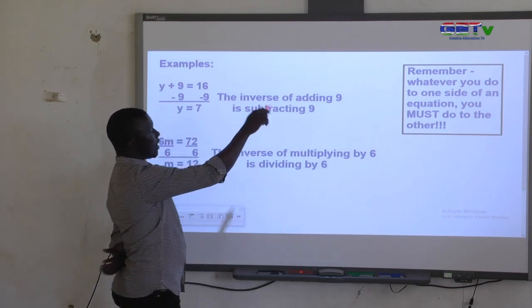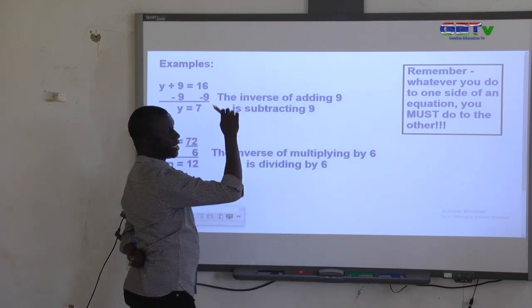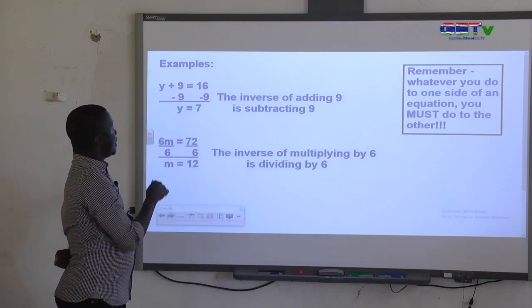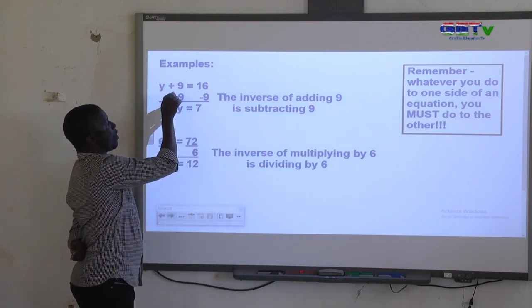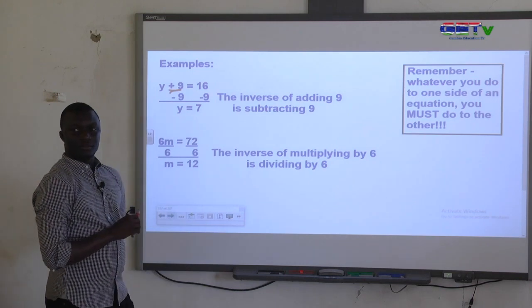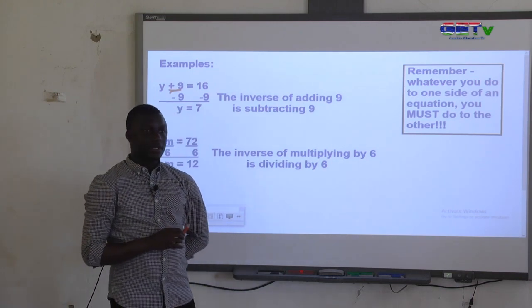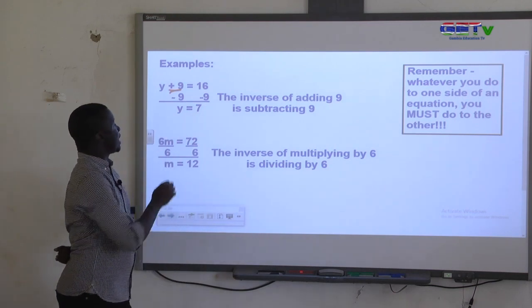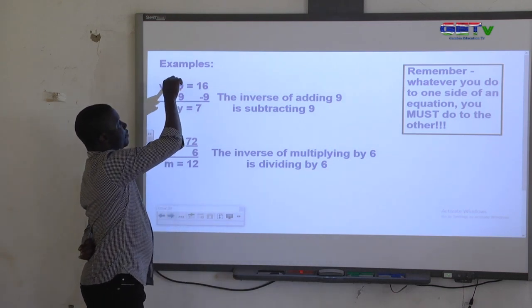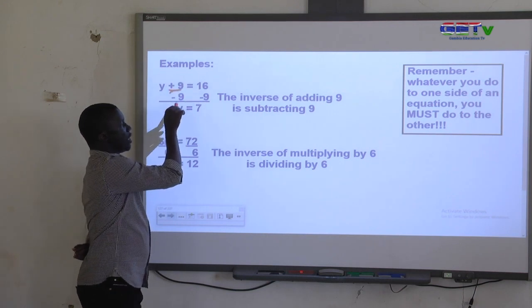Now, the inverse of adding 9 is subtracting 9. In the equation, we have y plus 9, so we want to isolate our variable here. How do we do it? By taking the inverse of plus 9, which is what?